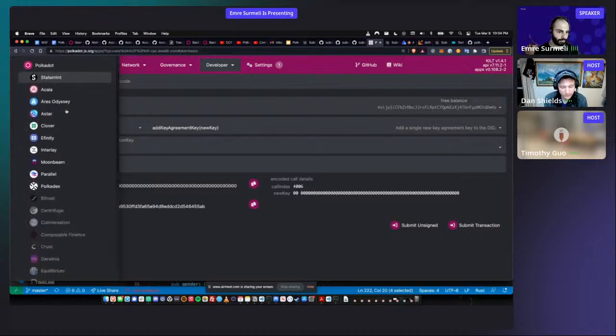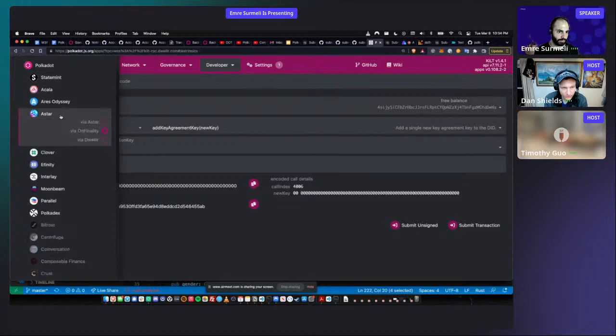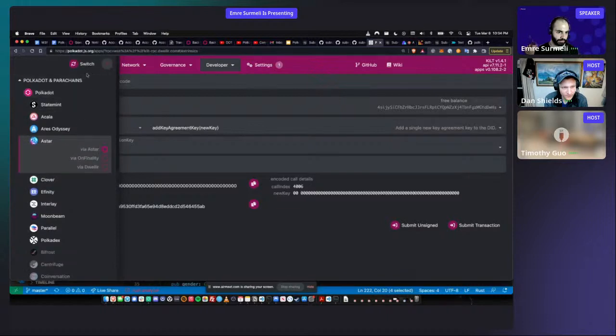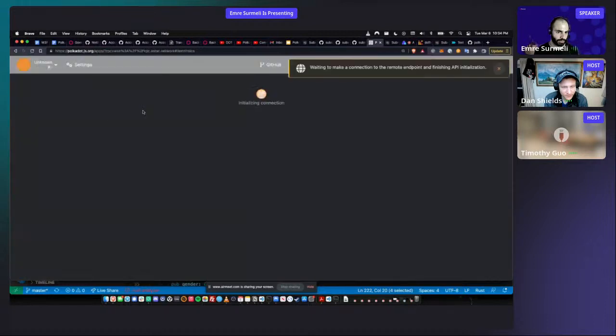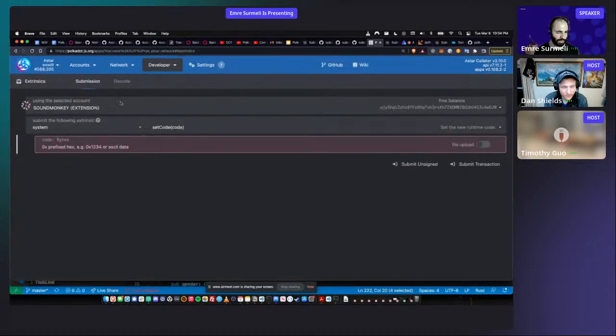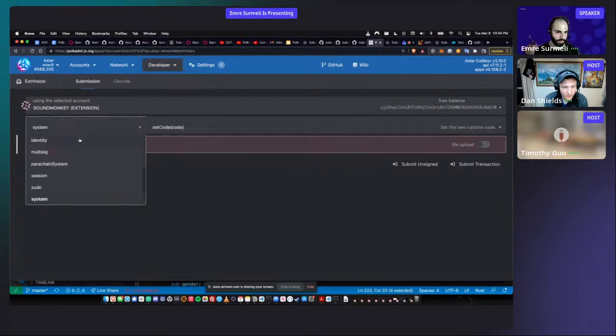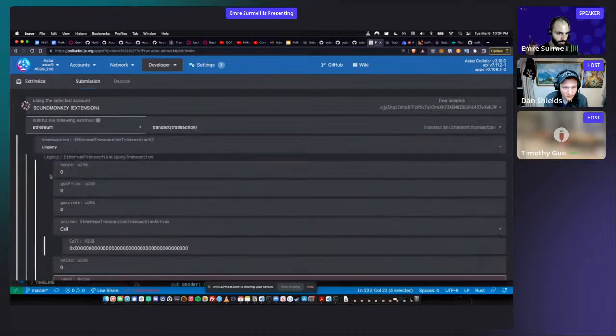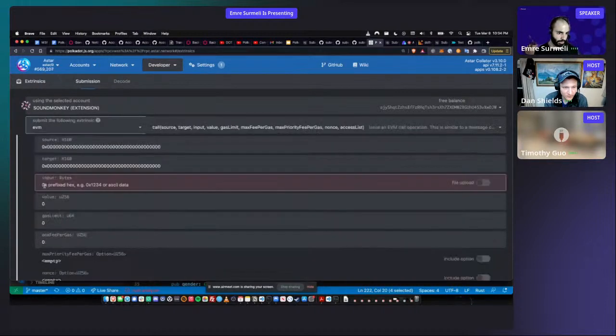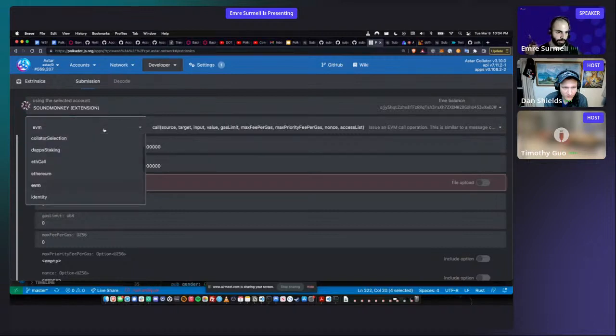And Polkadot similarly has a bunch of parachains running on it. For example, Astar. Let's switch over to Astar. I think Astar allows you to run EVM. It has an EVM runtime, so you can also call, let's see, ETH call. So it has an Ethereum pallet that I implore you to explore. It allows you to execute Solidity smart contracts on their network.